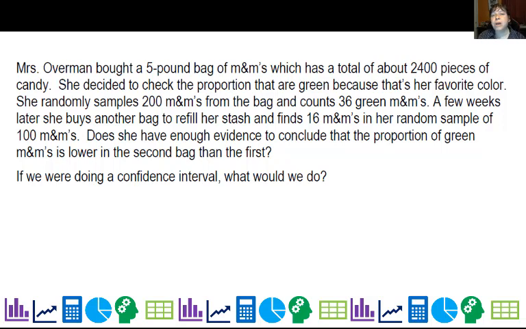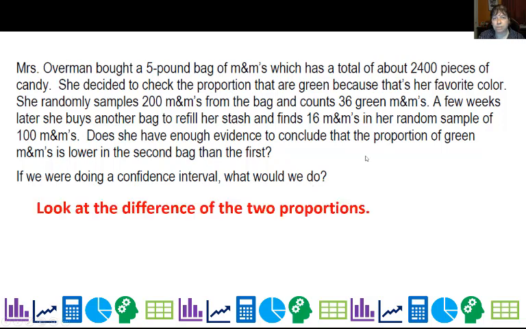Then a few weeks later, I go ahead and get another large bag. And this time I'm feeling a little lazy, so I only pull 100 M&Ms randomly, and I get 16. Do I have enough evidence to conclude that the proportion of green M&Ms is lower in the second bag than the first? So, if we're doing a confidence interval, what would we do?